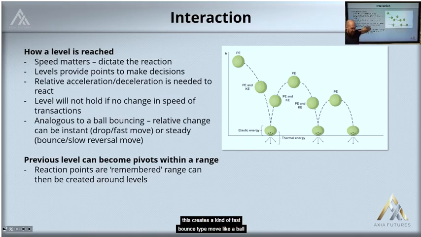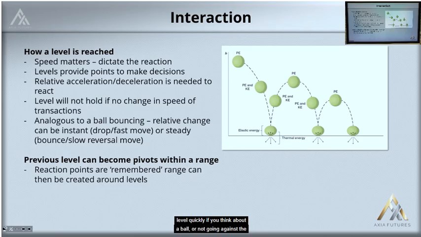This creates a kind of fast bounce type move, like a ball bouncing on concrete. Because as it drops quickly to it, people see that and they think, okay, I can take my profit here. That then flips a load of short people to buyers, creates this very short term, at least short term, and potentially longer term, bounce. So there is an element of sense that the faster you reach a level, the quicker the bounce. But what you've got to think about is what exactly is happening there.